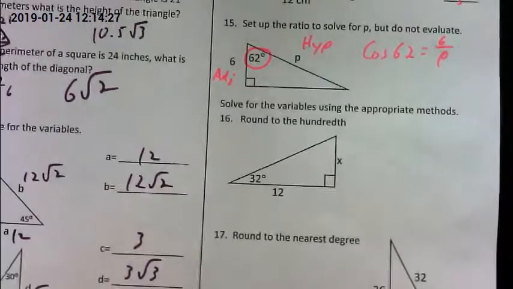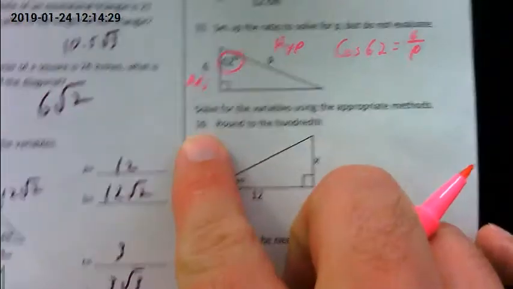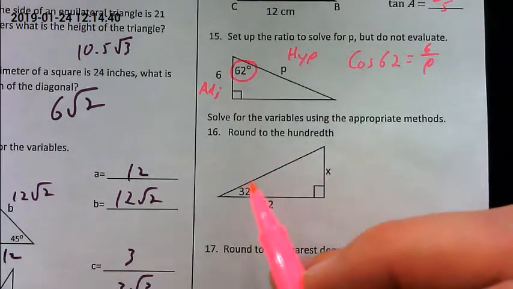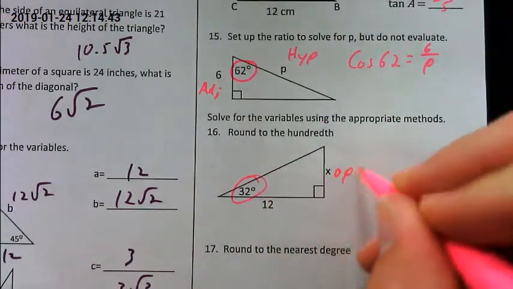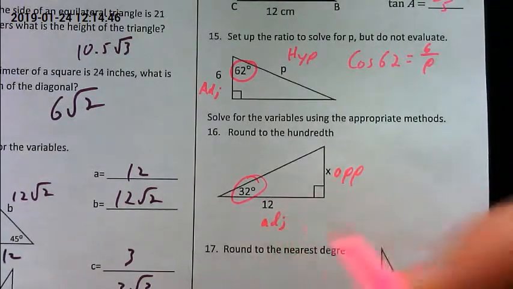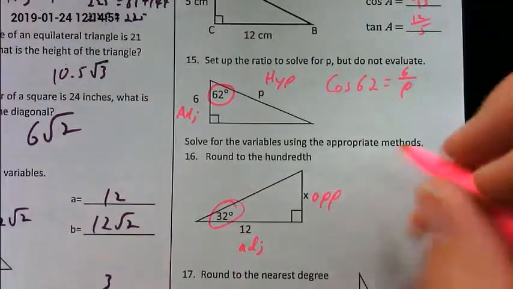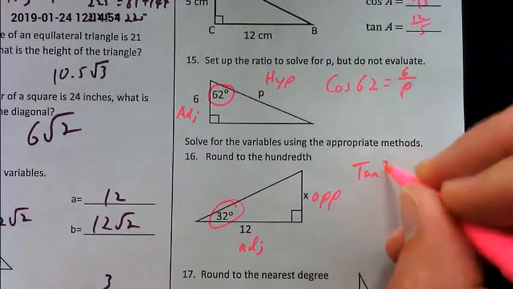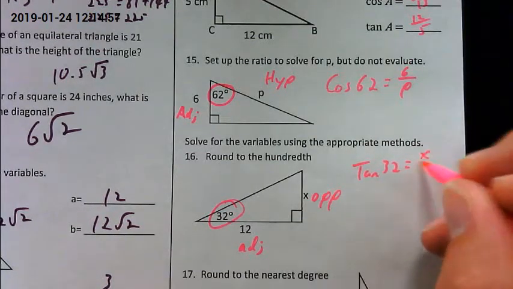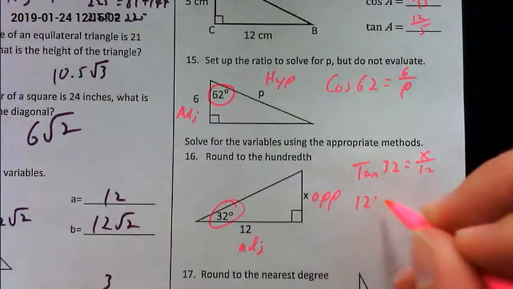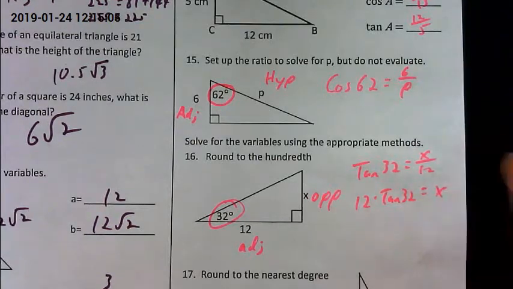All right. Moving on. On number 16, we got to solve this time. We're given a triangle similar to the last one, but now we actually have to solve. We have this angle. X is opposite. 12 is adjacent. Which one am I going to use? Sine, cosine, or tangent? Tangent, that's opposite and adjacent. So, tangent of 32 equals x over 12. Multiply the 12 to the other side. So, 12 times tangent of 32 will equal x.